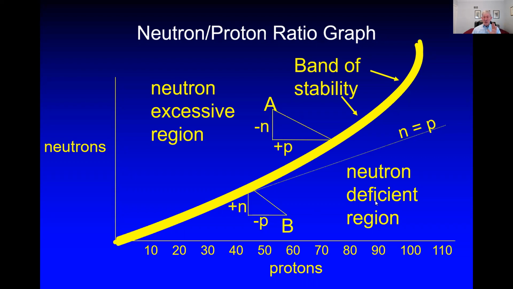So we have 3 regions here. Region 1 is the band of stability, very narrow. And as you saw, not many fall into that band. And then we have this huge area of neutron excessive and this huge area of neutron deficient. Now you'll note this line of n equals p only worked up to about number 8. And after that, the line zigged and zagged a little bit. Now it's not a smooth curve like this.